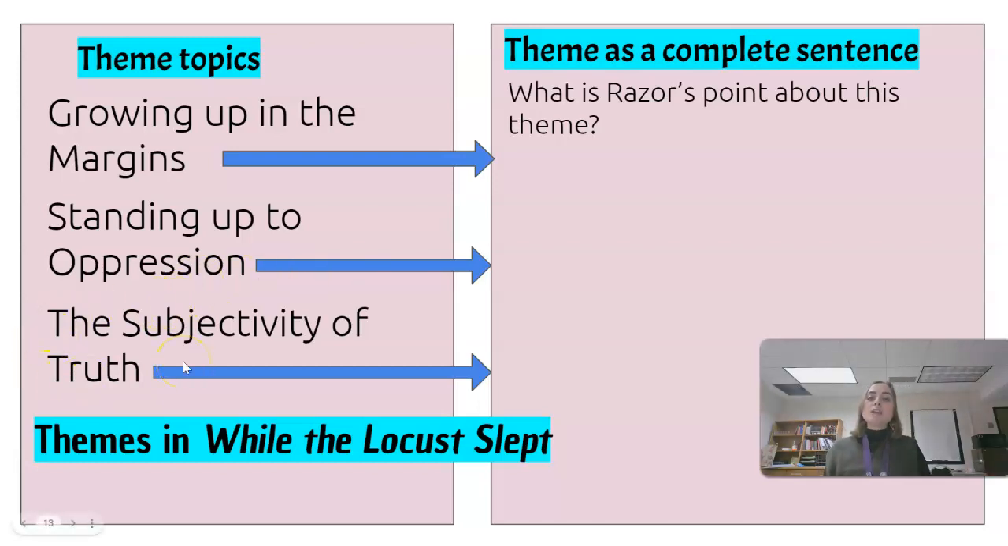Finally, with the subjectivity of truth, we see that Peter's side of the story is often really different from the state school or from John, who are trying to cover up the real truth, or Peter's truth. What message or lesson is Peter trying to teach us about the importance of telling the truth? So this is a really important part for you to think about with a literary essay. It's really, what is the point or the lesson that Peter Razor is trying to teach us about this theme?